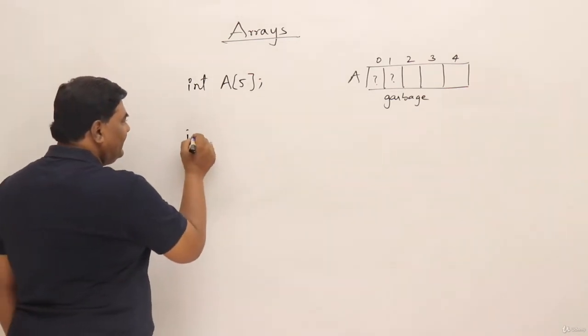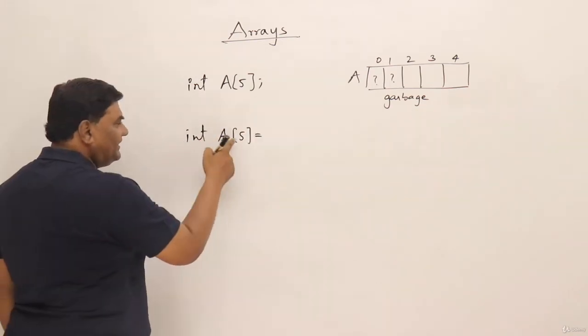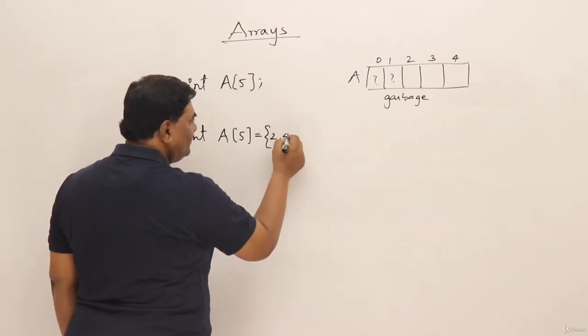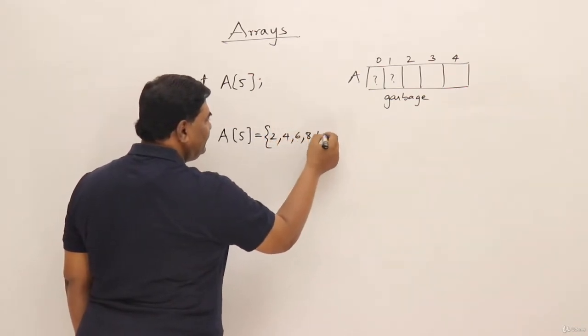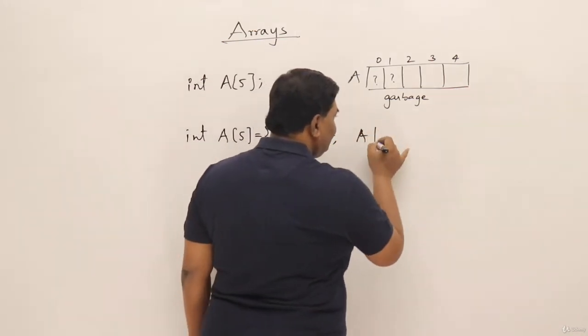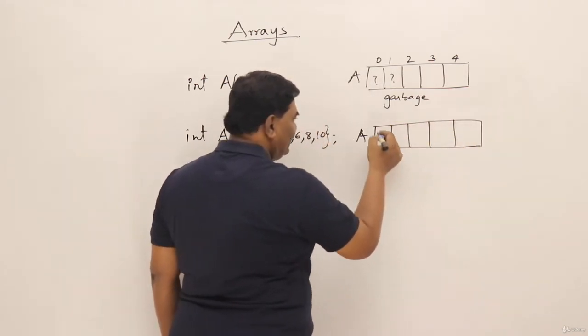Now the next method, if I want to initialize the values, then I should say this as a part of the declaration, and here I can initialize the values like 2, 4, 6, 8 and 10. Suppose I am initializing also, then an array will be created during runtime and all the values will be initialized in this one.